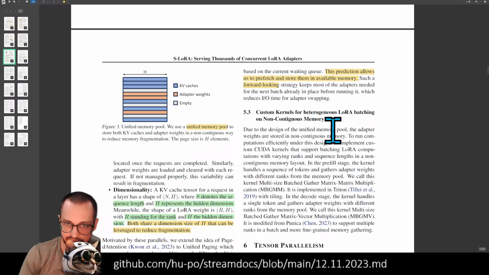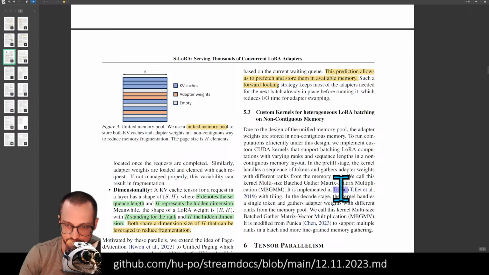Due to the design of the unified memory pool, the adapter weights are stored in a non-contiguous memory. To run computations efficiently, we implement a custom CUDA kernel that batches this LoRA computation. In the pre-fill stage, the kernel handles a sequence of tokens and gathers adapter weights with different ranks. We call this kernel multi-size batched gather matrix multiplication, MBGMM.